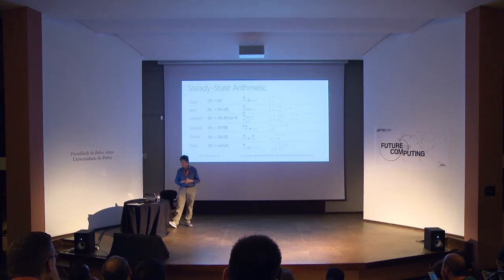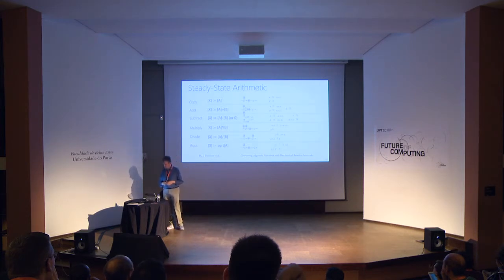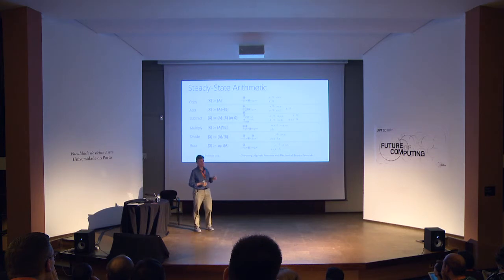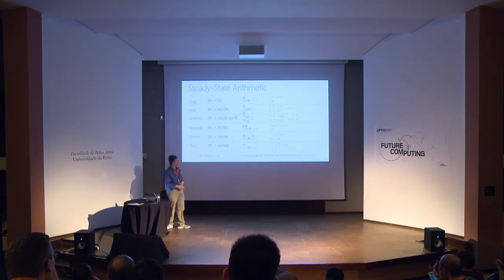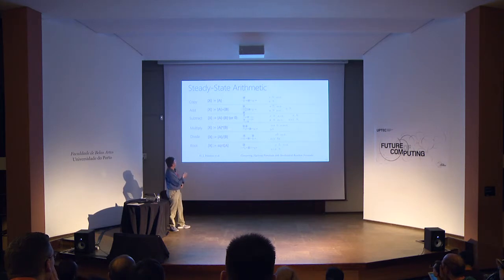And other things you can do at steady state. Remember how I said you cannot do the square of a number? Well, here you can do multiplication in the continuous model, no problem. This is a very nice paper, Computing Algebraic Functions with Biochemical Reaction Networks, that tells you how to do all these operations: multiplication, division, square root, addition.